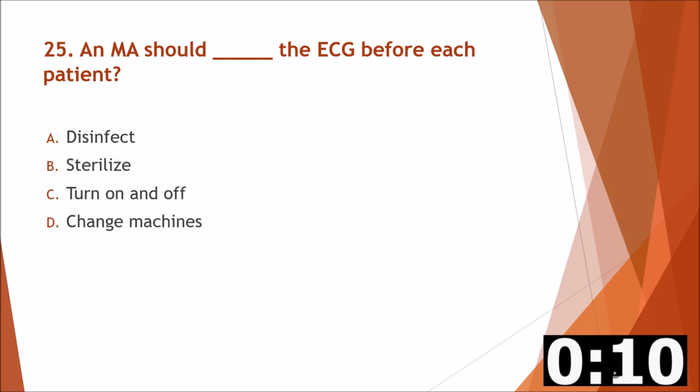25. An MA should blank the ECG before each patient. A, disinfect. B, sterilize. C, turn on and off. D, change the machine. 10 seconds.